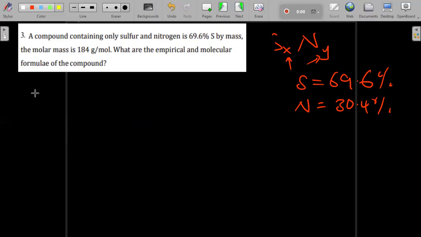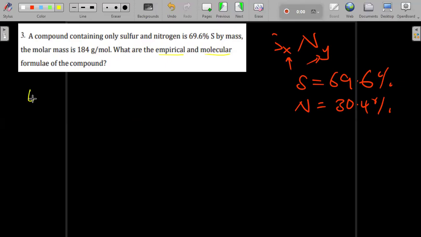So once you have your percentages there, it will be very easy for you to find the empirical formula. The empirical formula is the simplest formula that you can get, and the molecular formula is actually a multiple of the empirical formula, meaning you have to multiply the empirical formula by a certain factor to find the molecular formula. First of all, we find the empirical formula. The empirical formula is found by the same series of steps.